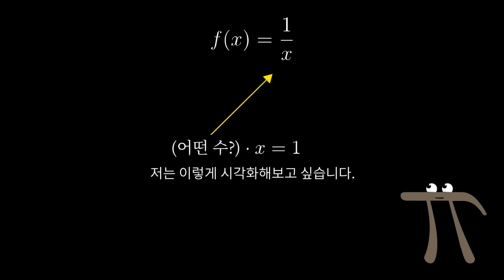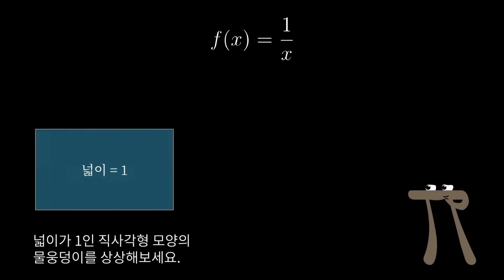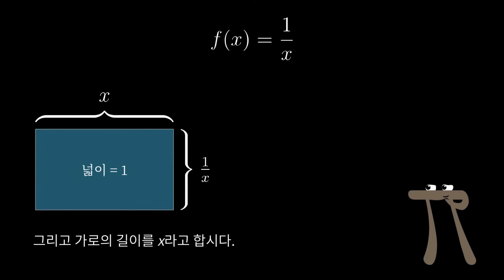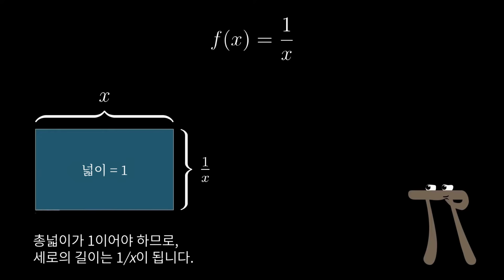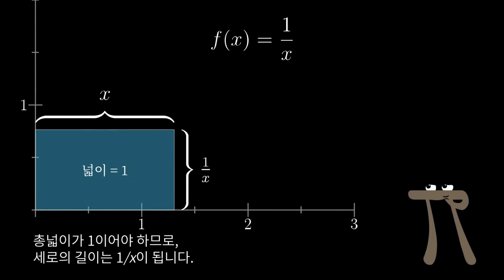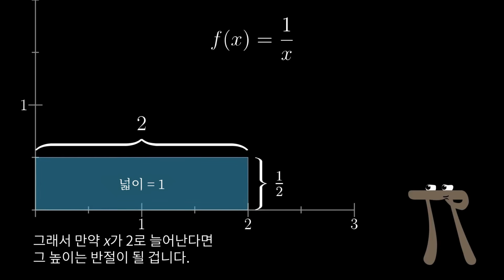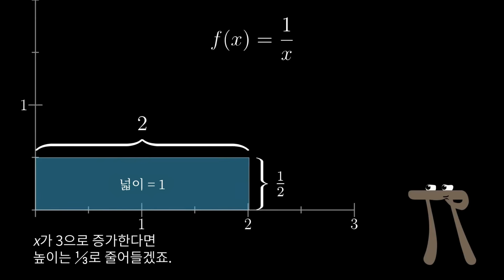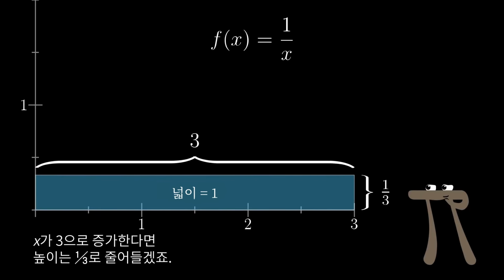So here's how I'd like to visualize it. Imagine a little rectangular puddle of water sitting in 2 dimensions, whose area is 1. And let's say that its width is x, which means that the height has to be 1 over x, since the total area of it is 1. So if x was stretched out to 2, then that height is forced down to 1/2. And if you increased x up to 3, then the other side has to be squished down to 1/3.